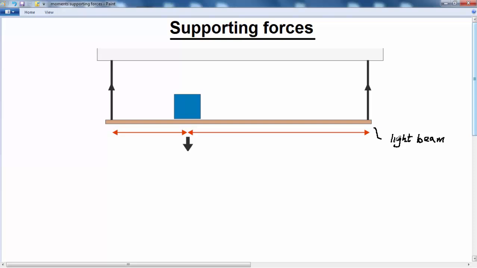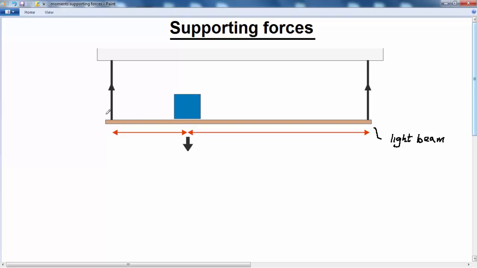And before we start, when we refer to the beam as a light beam, the word light in this situation really means that we're ignoring the mass of the beam, so we ignore its weight. So we're treating the beam as if it had no weight, and so this word is often used in exam questions. So basically what it means is you don't need to worry about the weight of the beam or the plank or whatever.